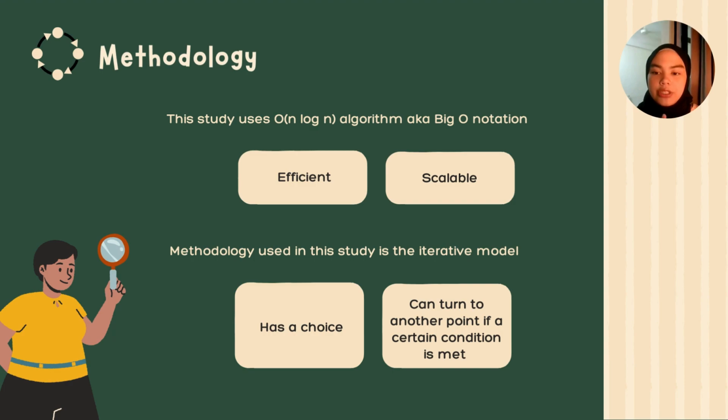So, the methodology used in this study is the iterative model, because the iterative model has a choice, and the other reason is it can turn to another point if a certain condition is met. In the context of the study, it allows a choice whether to turn left or turn right, as seen in our report's figure. Path 3 can go to path 4, but at the same time it can choose to go to path 5 if a certain condition is met.